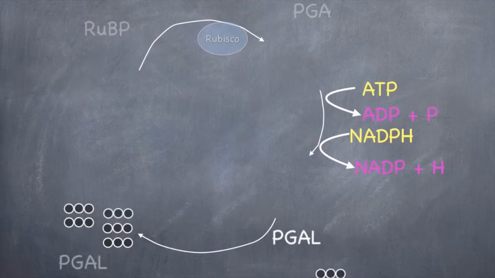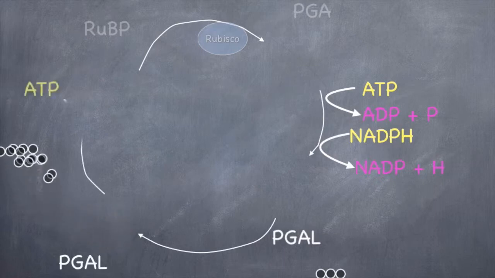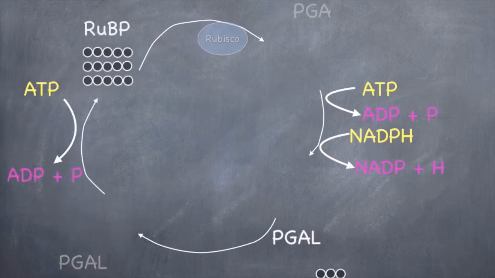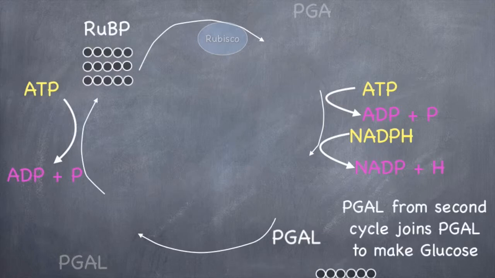One of the 6 PGALs is taken from the cycle each time to start forming a glucose. The other PGALs are powered by ATPs, so they can reform into RuBPs to restart the cycle. The cycle must be repeated twice to form one glucose because each time it only gives off one PGAL.